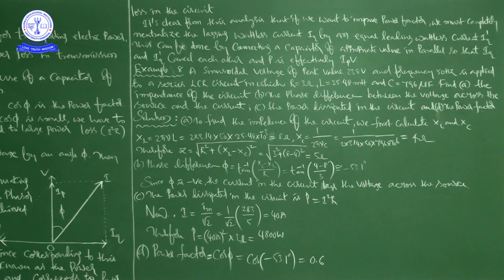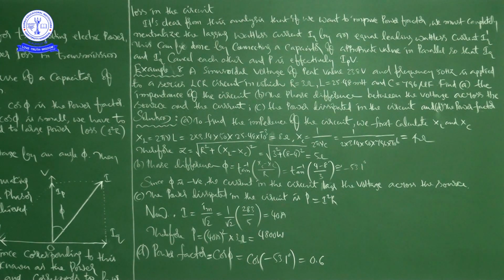So finally, power P is equal to I square into R, that is 40 whole square into 3 ohms. So it is 1600 into 3, which means 4800 watts.